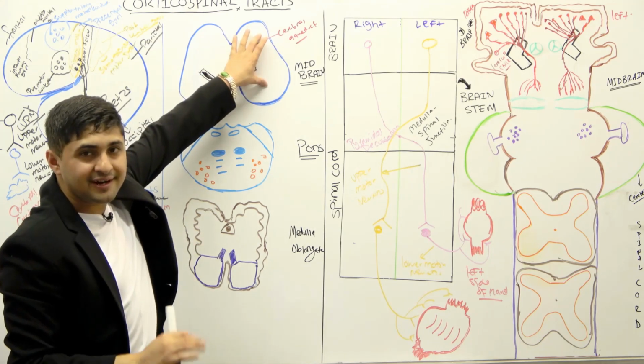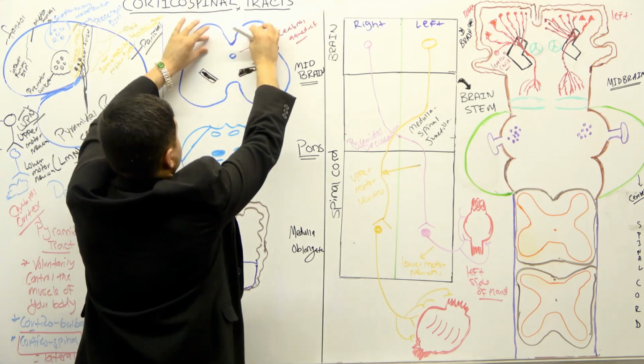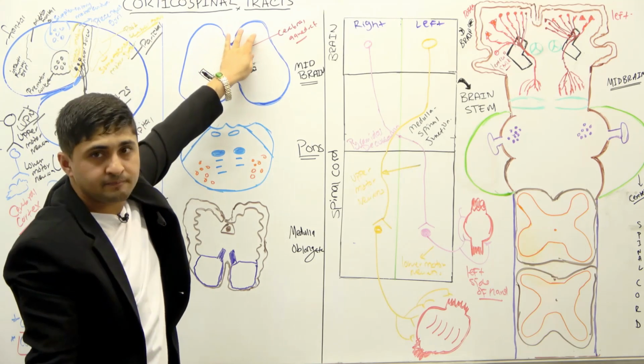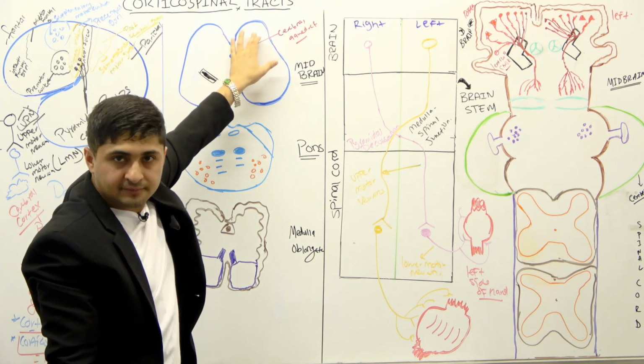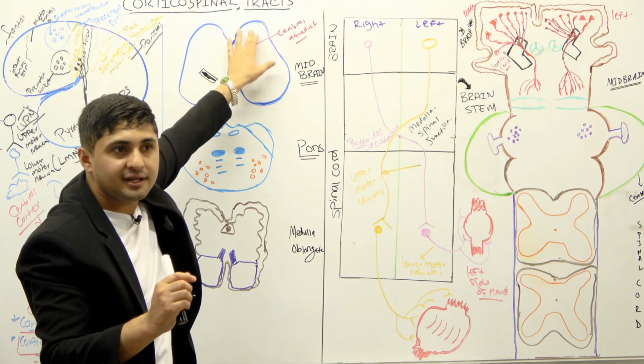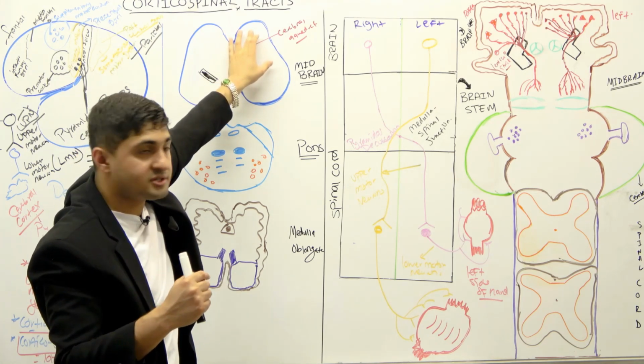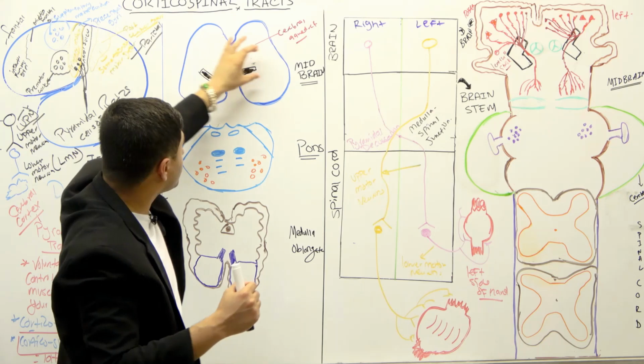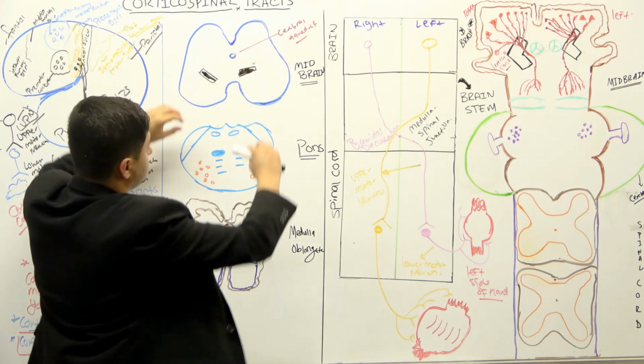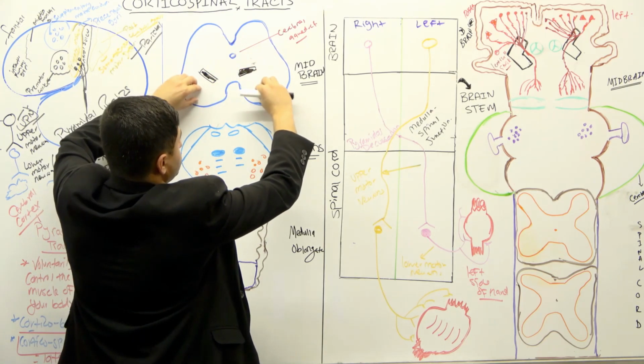Usually your midbrain is divided into three parts. This area right here, which is the posterior side, we call the tectal area, because it contains the superior colliculi and inferior colliculi for your vision and hearing. And then this middle part, we call the tegmentum. And this is the base part right here.